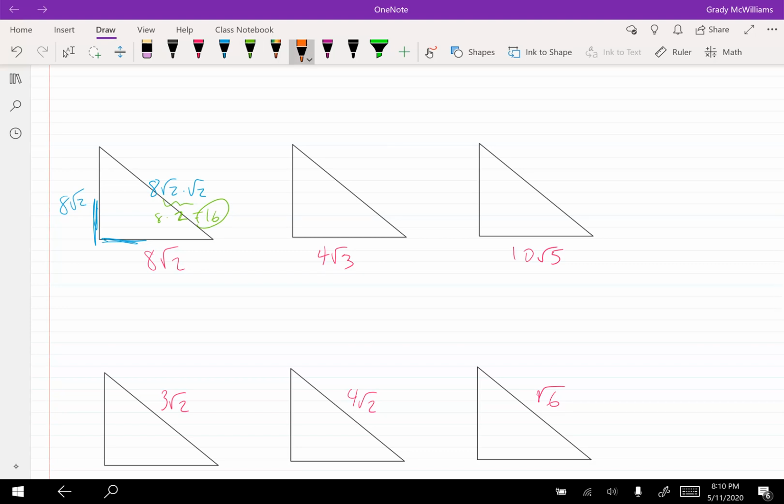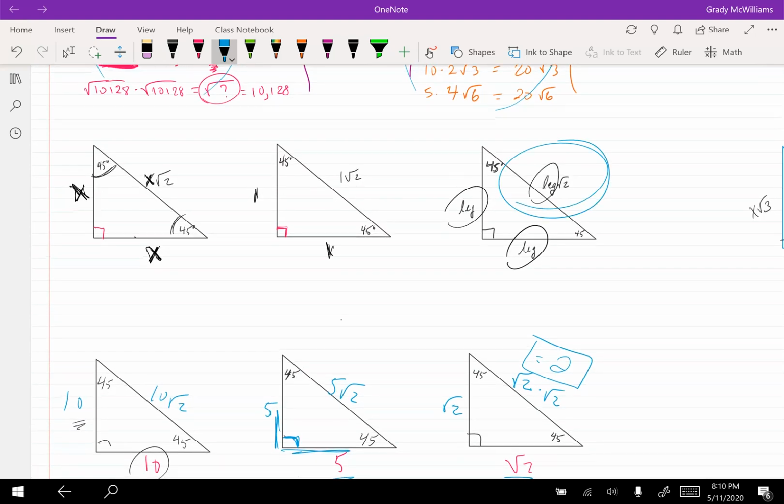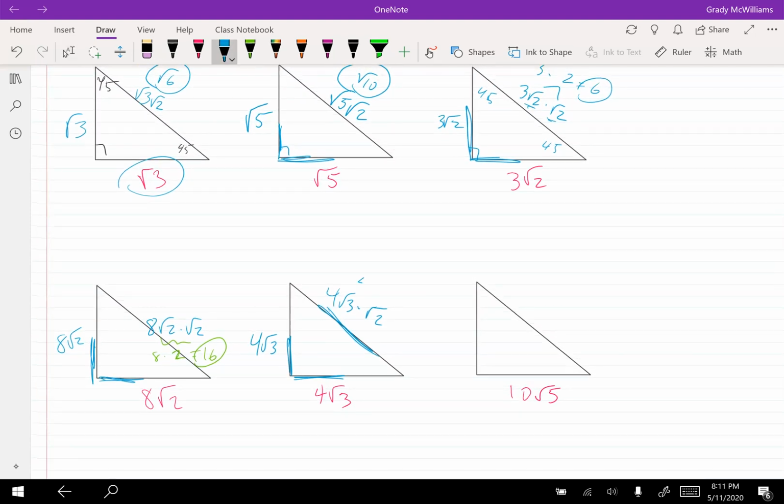The answer should be 16. Okay, look ahead. The next one. This leg is 4 square root of 3. This leg is 4 square root of 3. How do you get the hypotenuse? 4 square root of 3 times the square root of 2. Whatever the leg is, you would times it by the square root of 2. So this means this is 4 times the square root of 6. We can't clean that up anymore. That's the best answer.